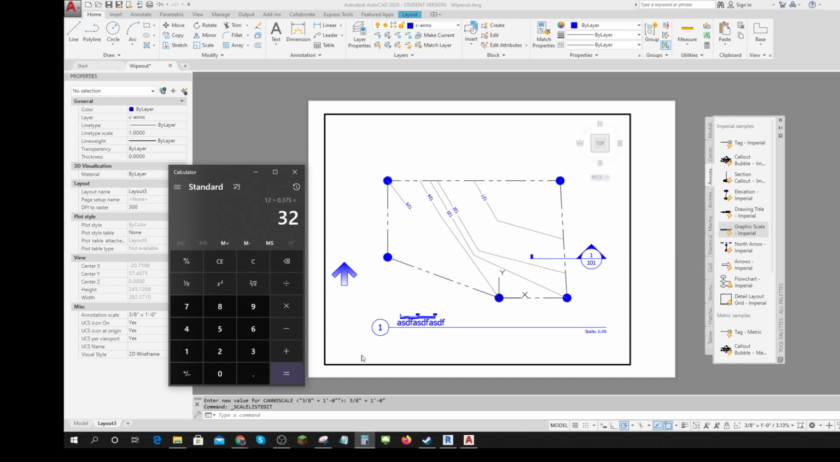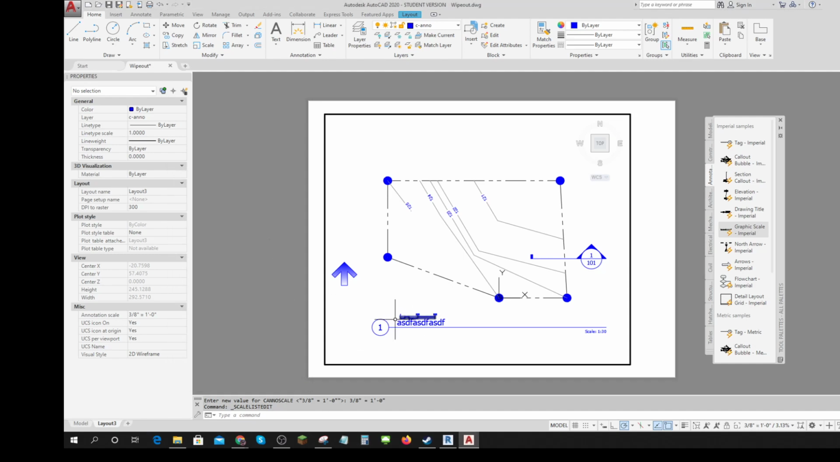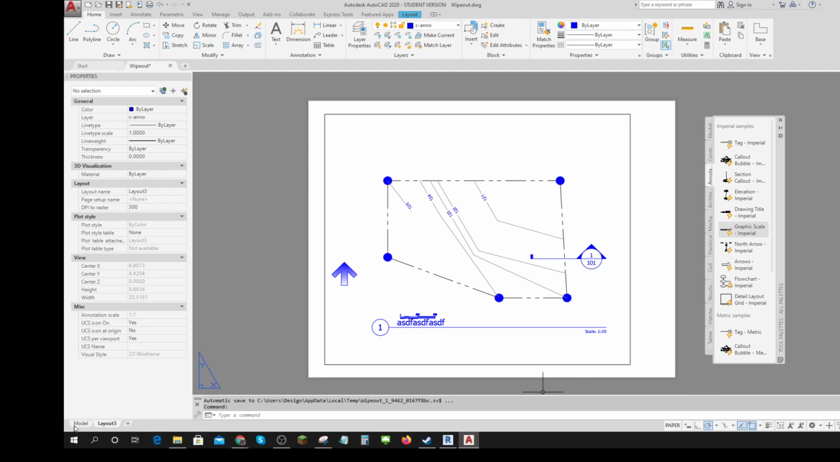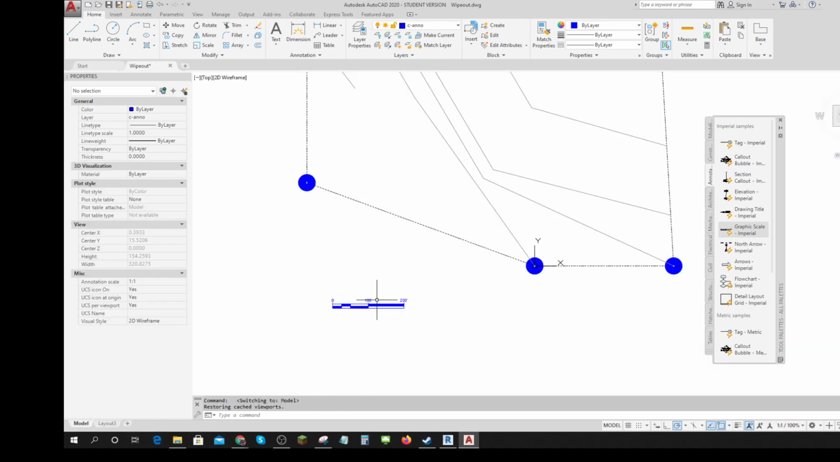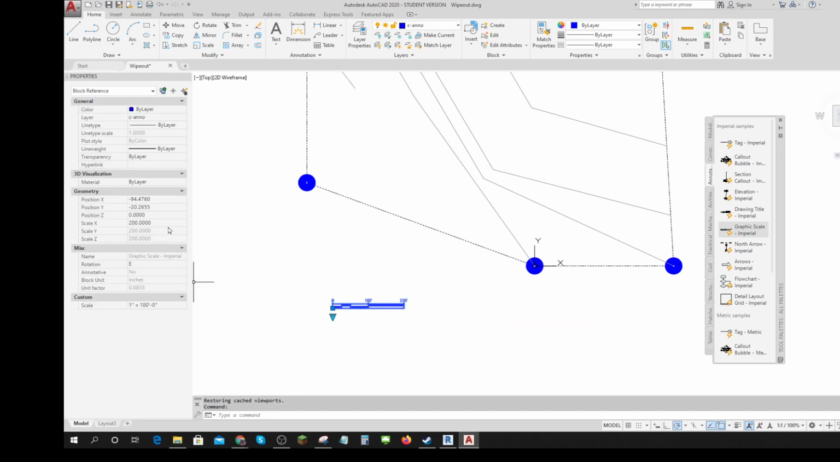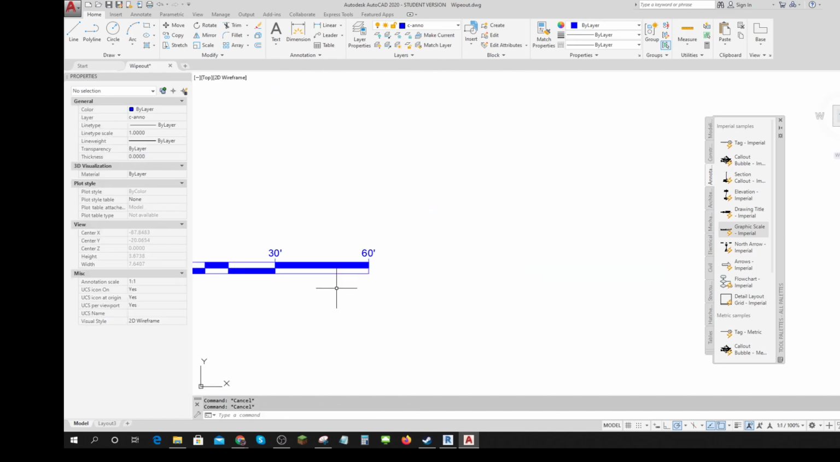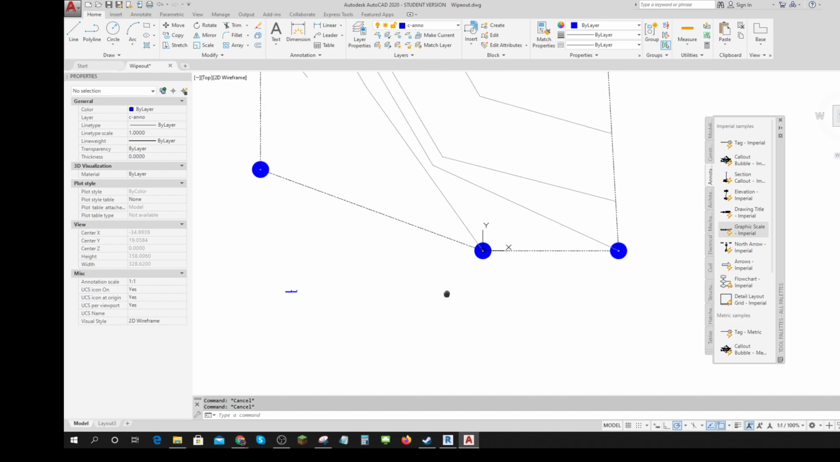32. So that's a weird one to put in here. But I could, let me lock that again. So I could go over here and say that my X scale factor is 32. They don't have the architecturals in here, but it's about that. I'm off somewhere because this is 63 feet.